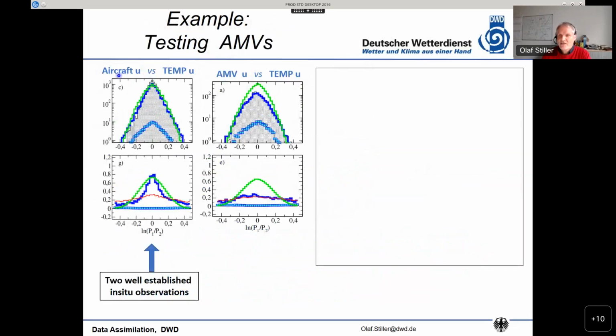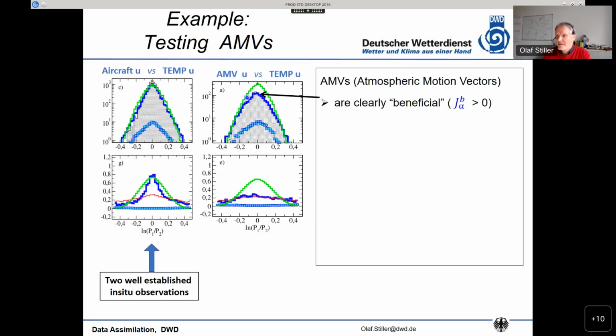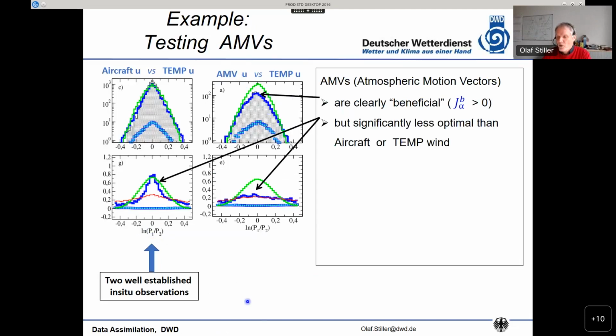A good example for this was the testing of atmospheric motion vectors. Here on the left side, you have verification of wind data from aircraft with radiosonde data, and the bins correspond to the vertical distance between the two measurements in logarithmic pressure space. On the right side, the results for atmospheric motion vectors show that the blue curve is always larger than 0, which means they are clearly beneficial. But we also see they are clearly less optimal than in situ measurements.